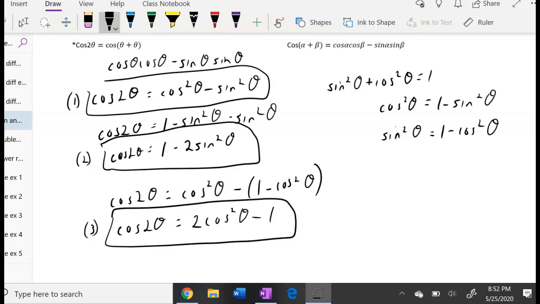Okay, these variations of the cosine of 2 theta are going to be helpful in going to the next step of getting the half angle formulas. We're going to use the double angle formulas as well as the half angle formulas, so that will be coming up in some future videos.